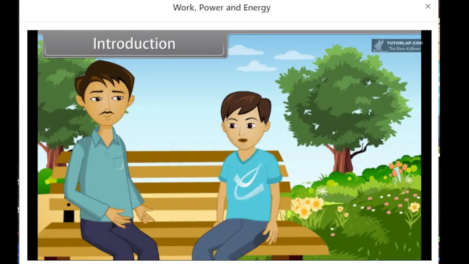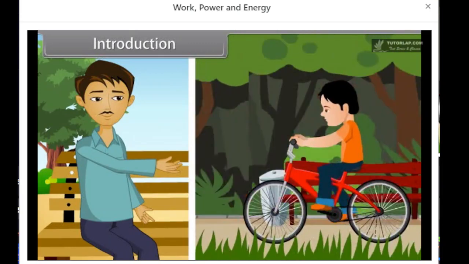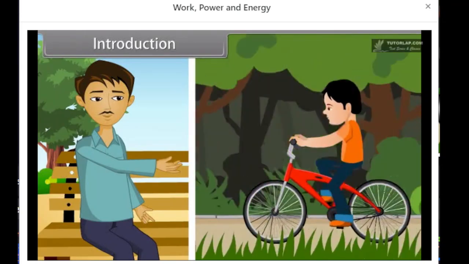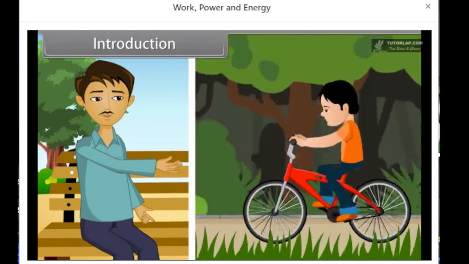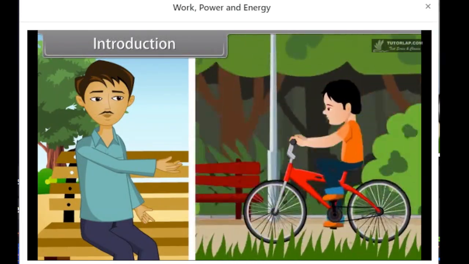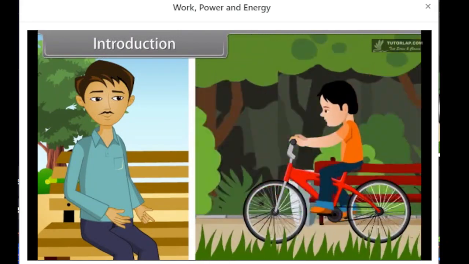Energy? Yeah, my science teacher taught us about energy last week. Great, son. But do you also know about work and power? No, Papa. Okay, let me explain. That boy riding the bicycle is called work done. The capacity of that boy for how much time he will ride this bicycle is called energy. And the rate of doing work, at what speed he rides the bicycle, is called power. Now, let's take a brief look at work, energy and power.